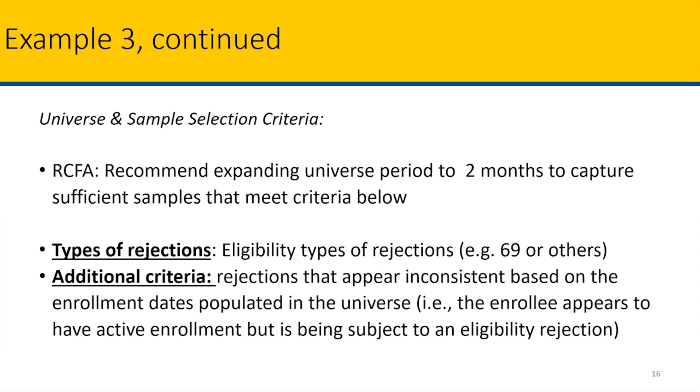The types of rejections would include eligibility types of rejections, such as 69 or others. The additional criteria would include rejections that appear inconsistent based on the enrollment dates populated in the universe. For instance, the enrollee appears to have active enrollment, but is being subject to an eligibility rejection.